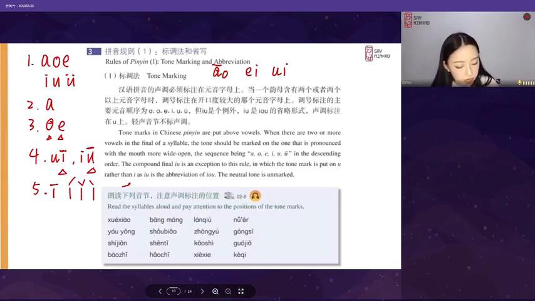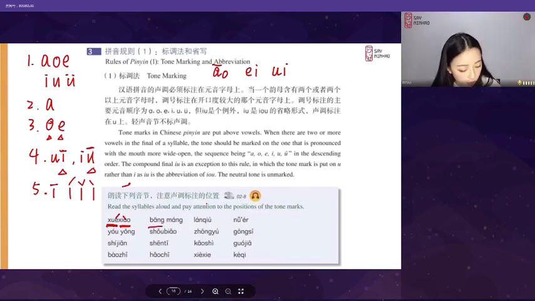So first one, xuéxiào, it means school, 学校. For this, let's see 学 first. In here, we didn't see a, so now let's find u and e. Because there is an e, so we marked e, right? Next one is 校, xiào. Let's see, is there a? Yes, there is a here, so we marked on a.